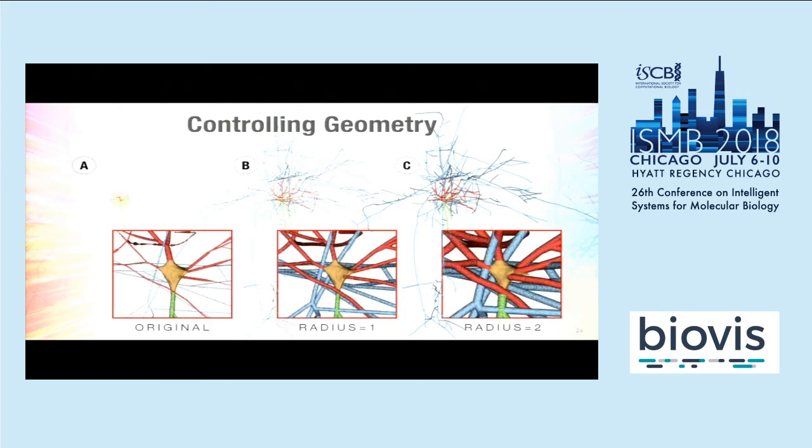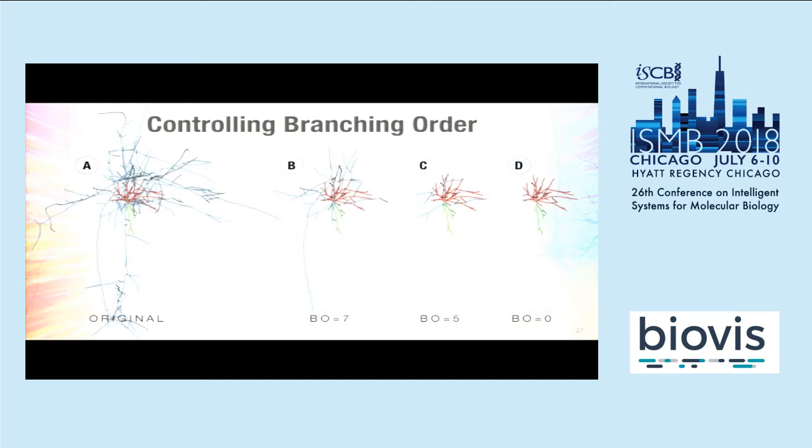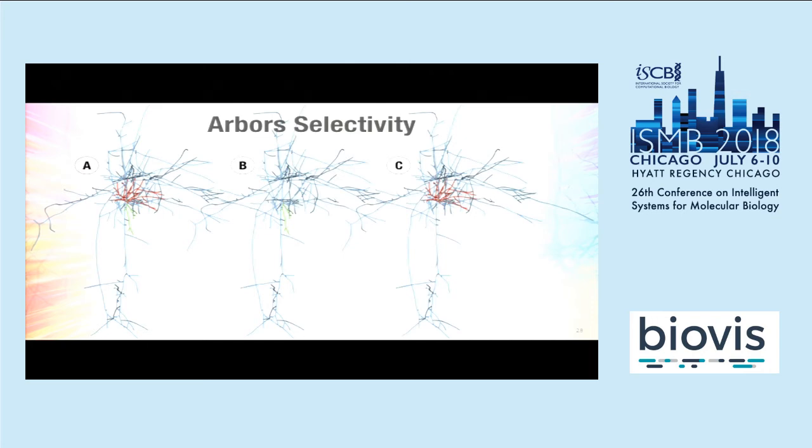And also, we can control the branching order. So in A, we can see that the axon is highly cluttered, so it's very tough for us to see the other components, the apical and basal, so we can control the branching order. And we also added the arbor selectivity feature, which allows us to get only the components we need.